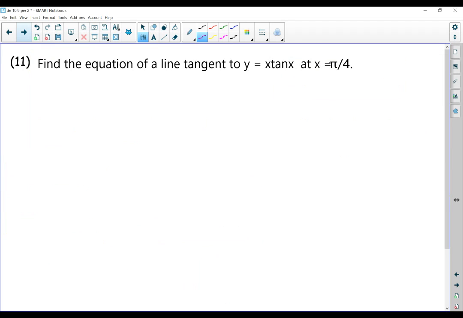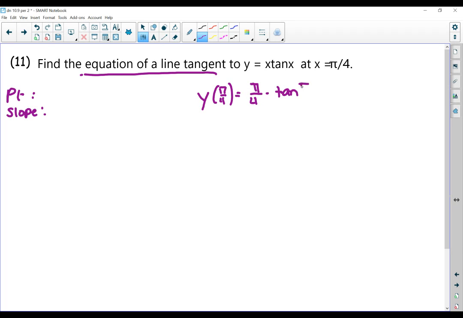Okay, let's try a couple more, and then we'll be done. Find the equation of a line tangent to y equals x tan x at pi over 4. So again, equation of a tangent line, you're thinking to yourself point and slope. Okay. So my point, I'm going to plug in pi over 4 into the original. So everywhere I see x, it gets a pi over 4. So pi over 4 times the tangent of pi over 4.